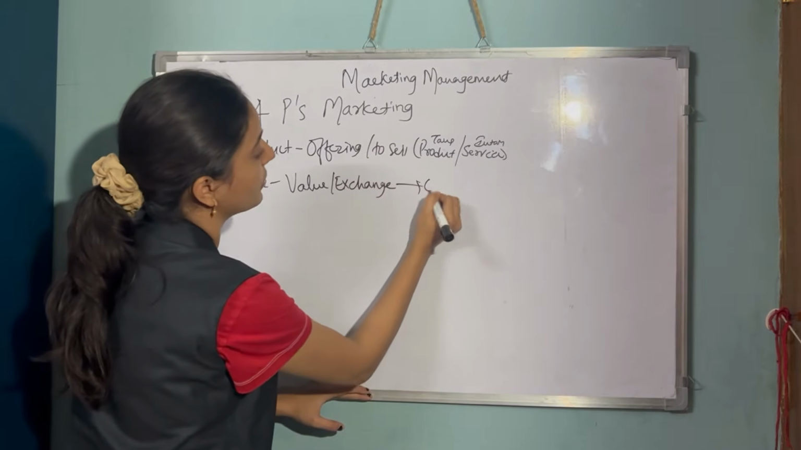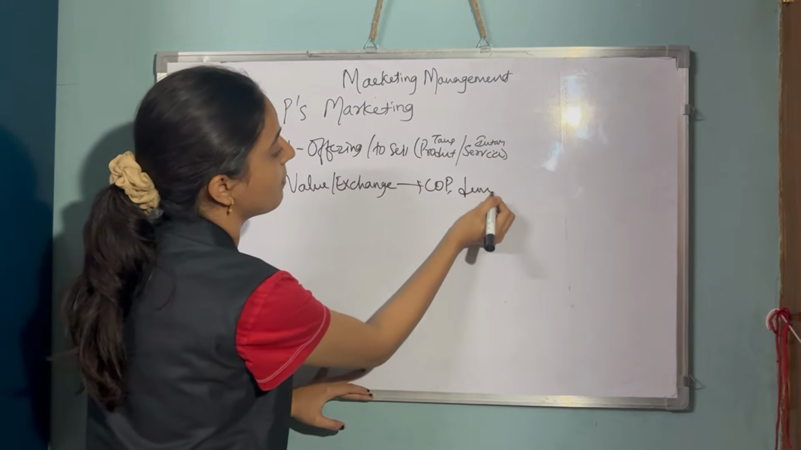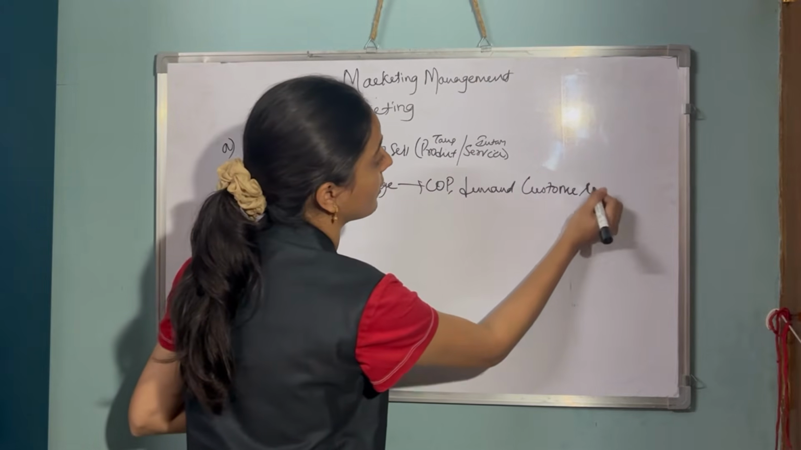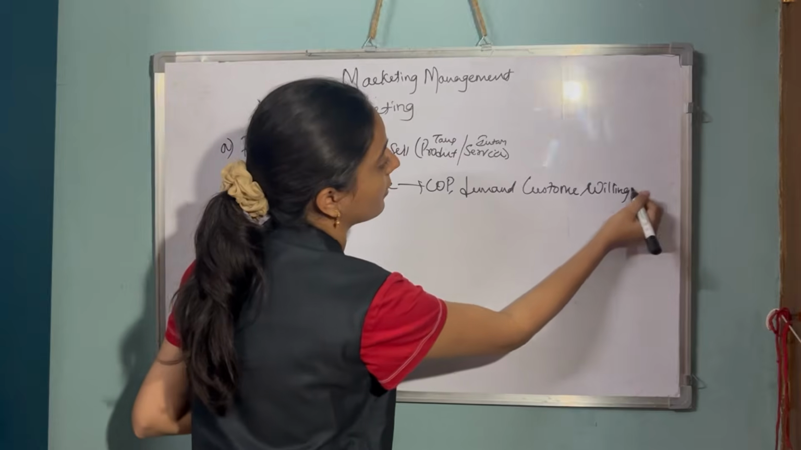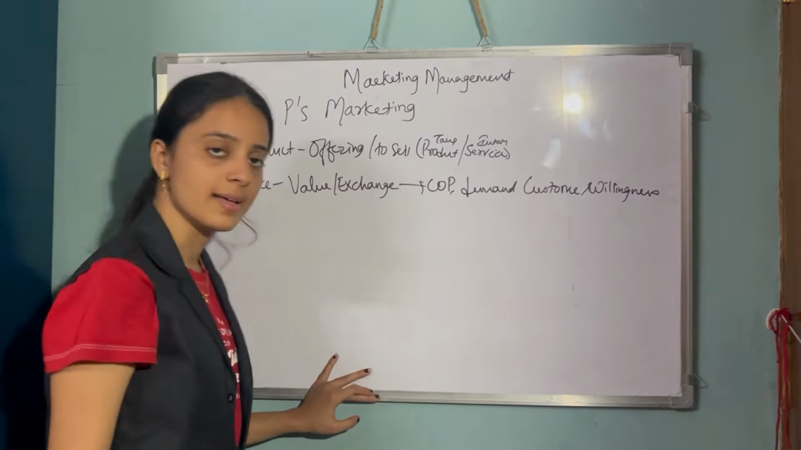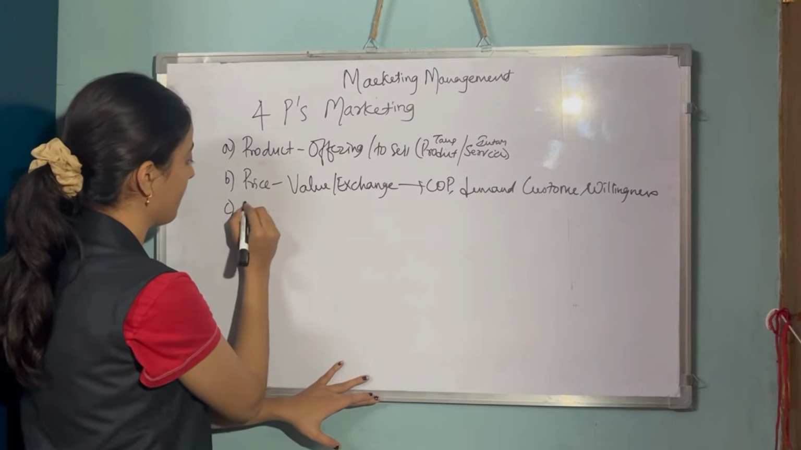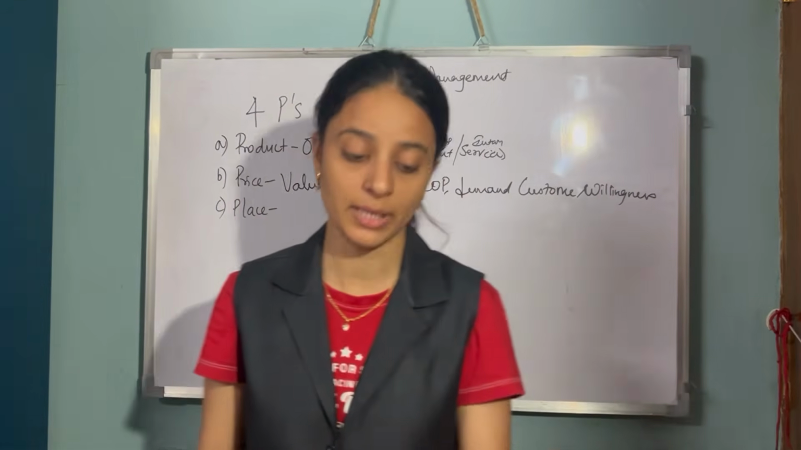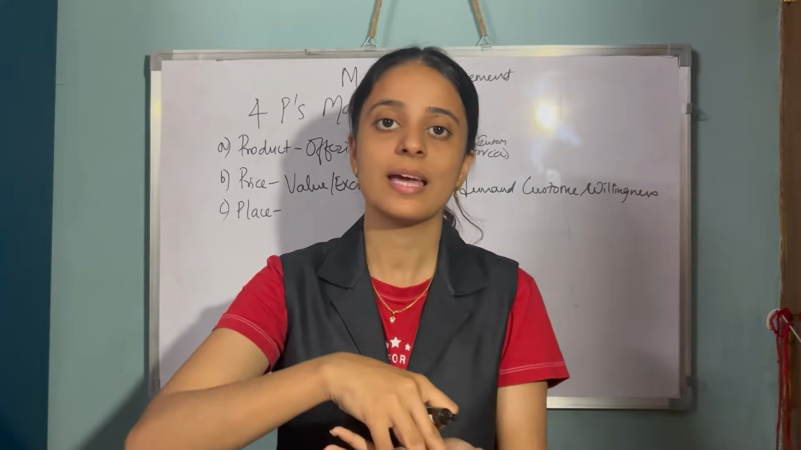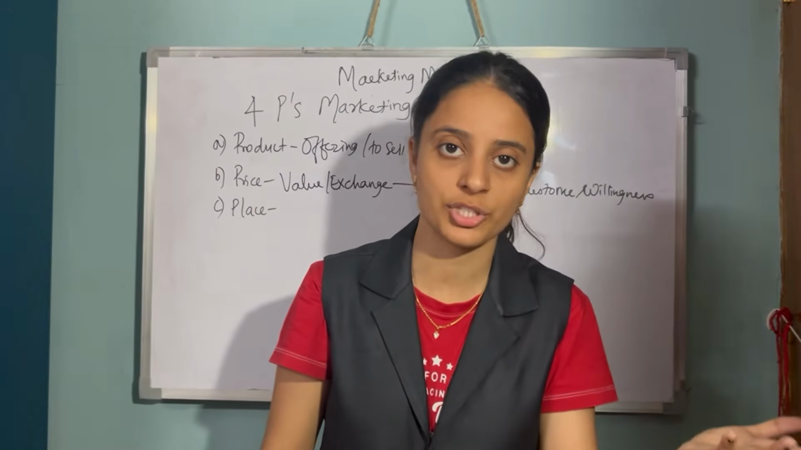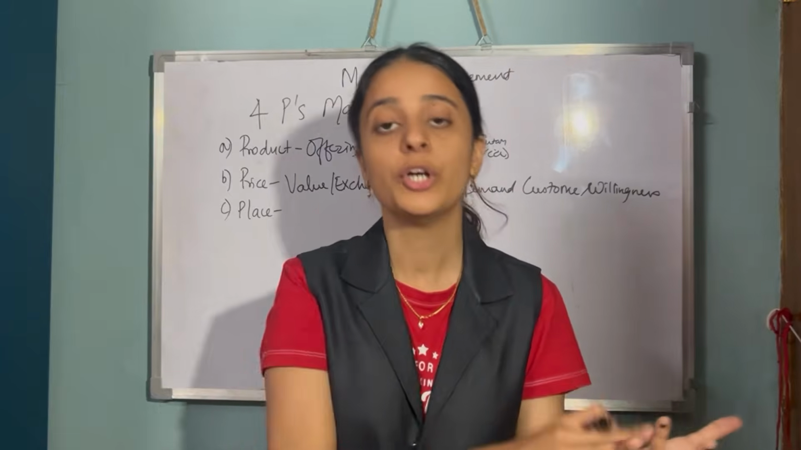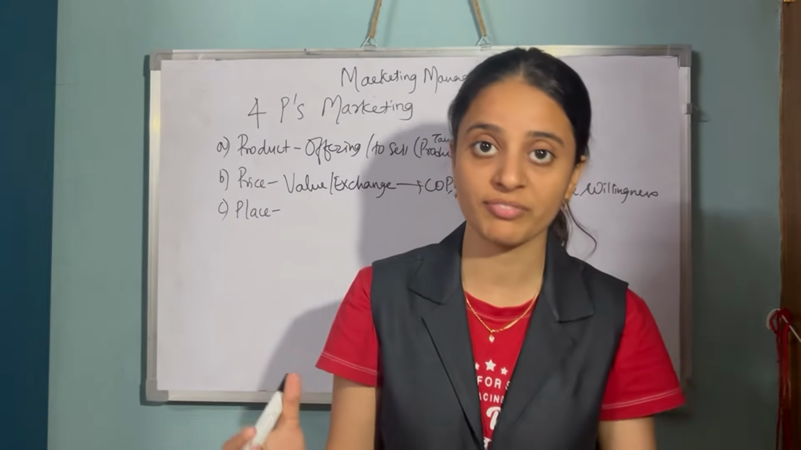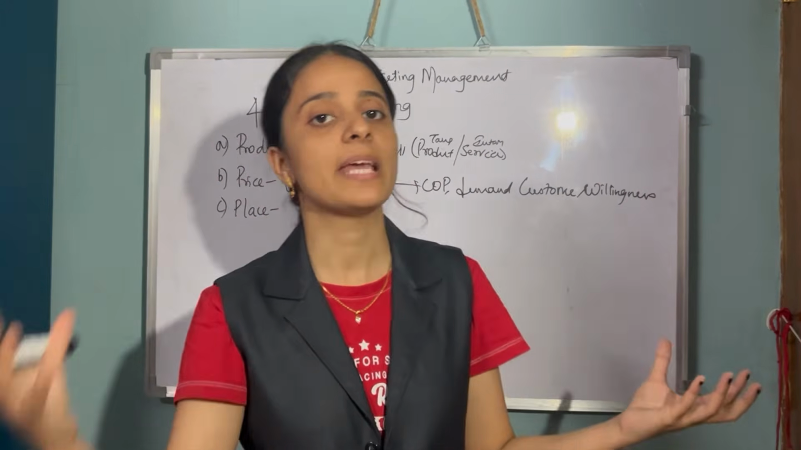After considering everything, cost of production, demand, customer willingness, supply, then price is set. Next is place. What is a place? Place is nothing but how the product is reaching from the place of production, or warehouses, to the place of consumption. How the product is reaching from the place of production to the place of consumption.